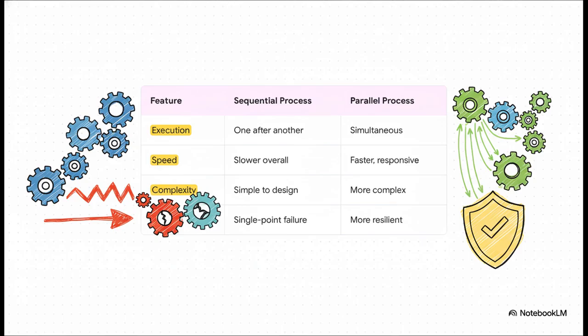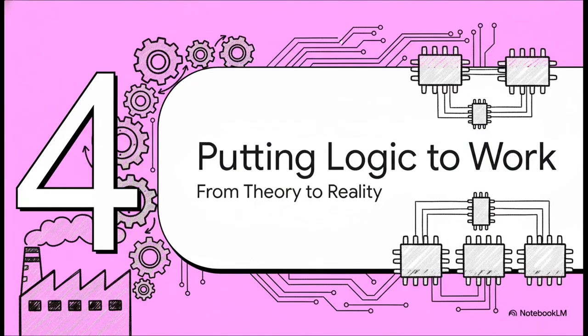Sequential is way simpler to design, but it's slower, and it has this huge vulnerability, a single point of failure. If one step in the chain breaks, the whole thing just grinds to a halt. Parallel, on the other hand, is way faster and more resilient, but man, is it a lot more complex to get right. All right, so we've got these two big ideas, sequential and parallel.